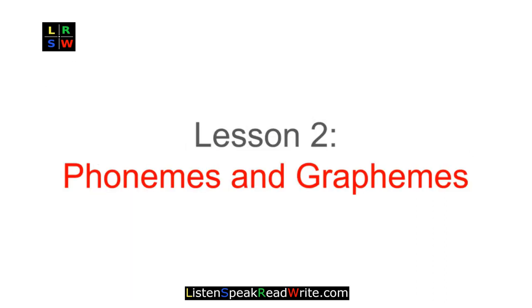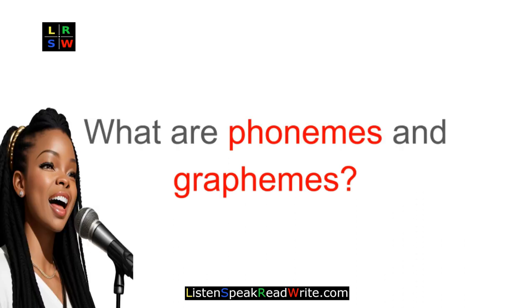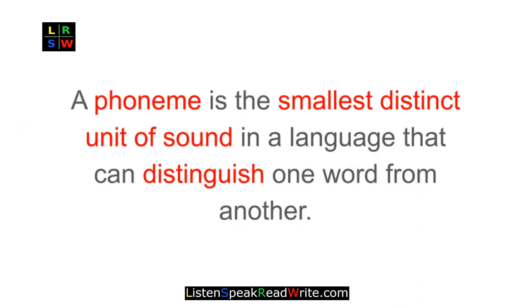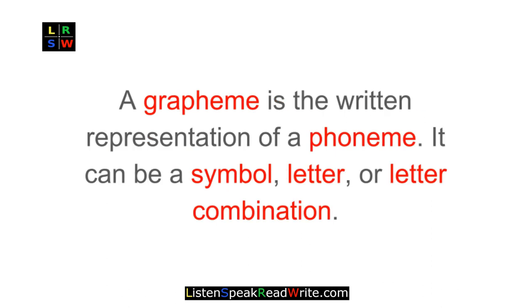Lesson 2. Phonemes and Graphemes. What are phonemes and graphemes? A phoneme is the smallest distinct unit of sound in a language that can distinguish one word from another. A grapheme is the written representation of a phoneme. It can be a symbol, letter, or letter combination.